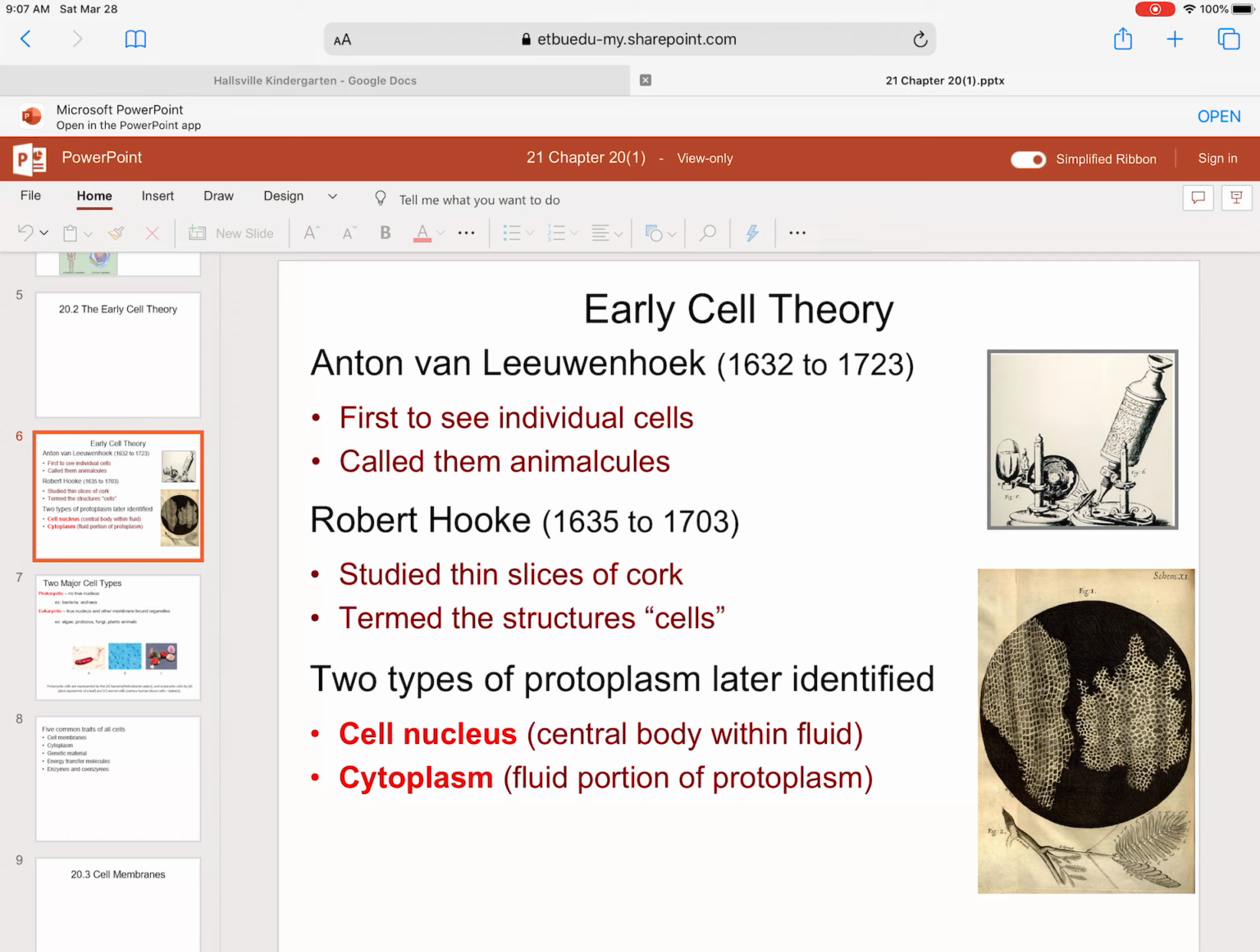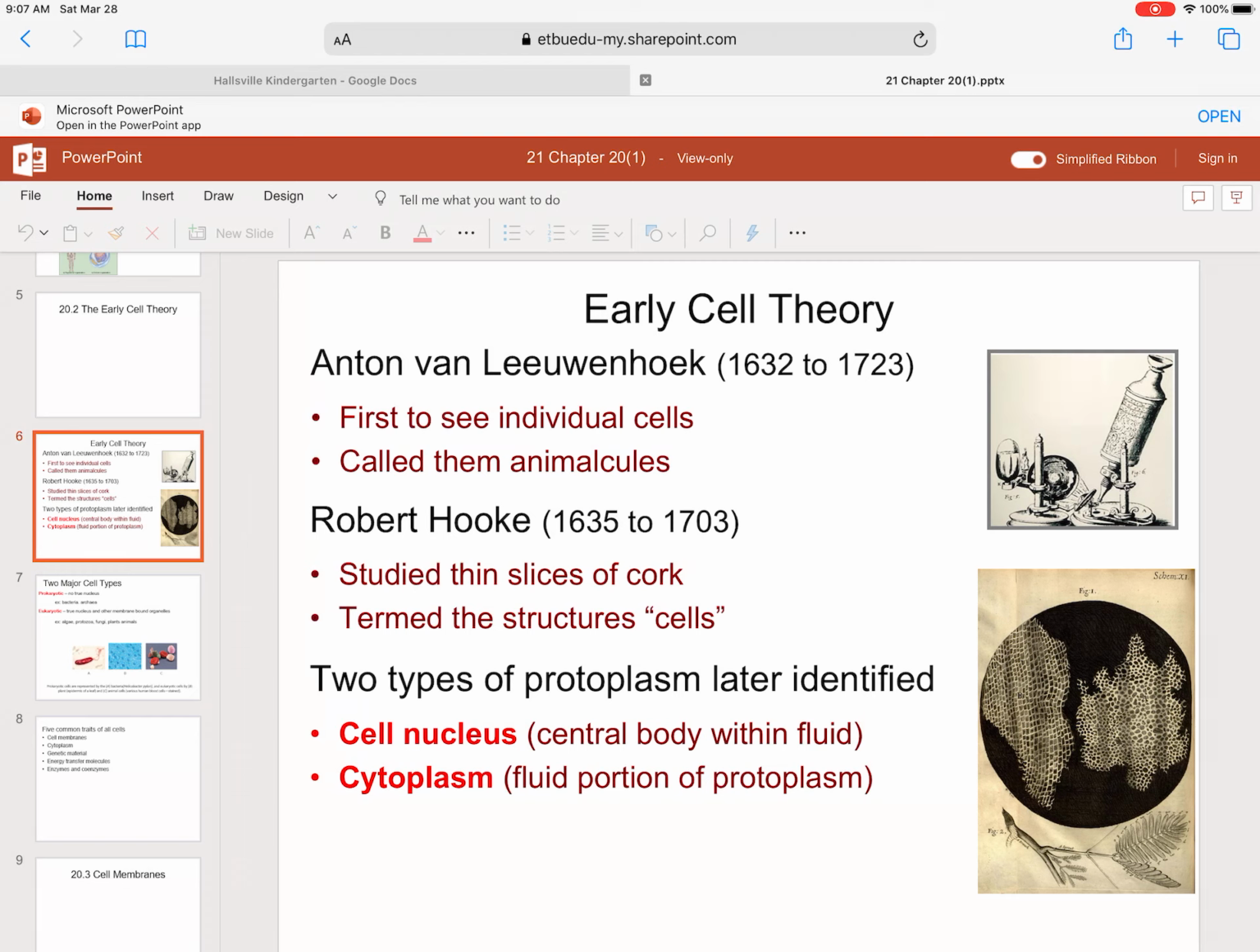So the same thing the cork is made out of. And he termed those individual little black structures there that look like bricks, he called them cells. So he was the first one to really coin the term cell.